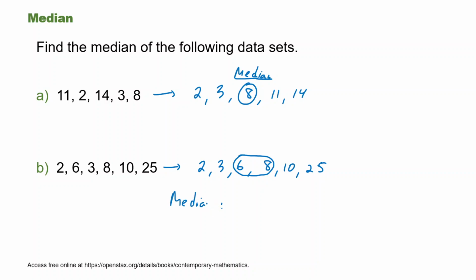So what is the value of the median? Well, it's the average of those 2 pieces of data in the middle. So if we say 6 plus 8 divided by 2, that would be 7. And so the median is 7.